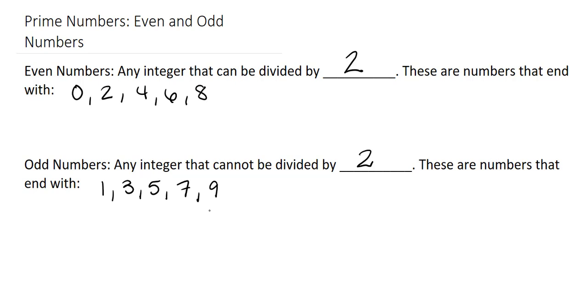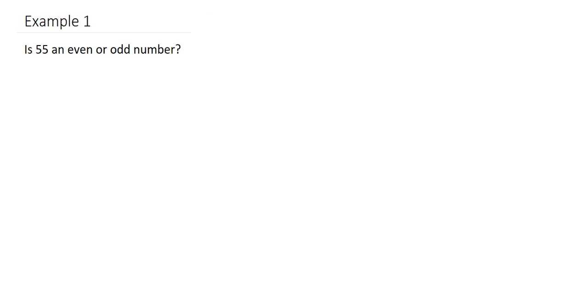Now, let's go over some examples. Example 1. Is 55 an even or odd number? Well, we look at that 5 at the end of that 55, the second one. So like right there. Now we know it ends in a 5. And we know that anytime a number ends in 5, it's an odd number.